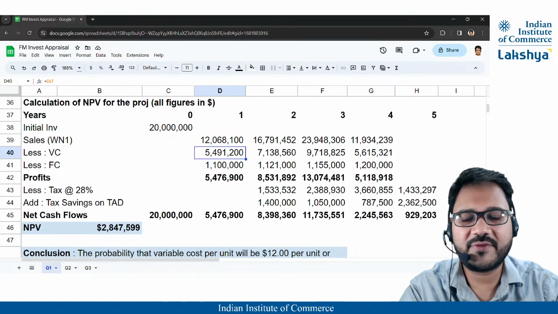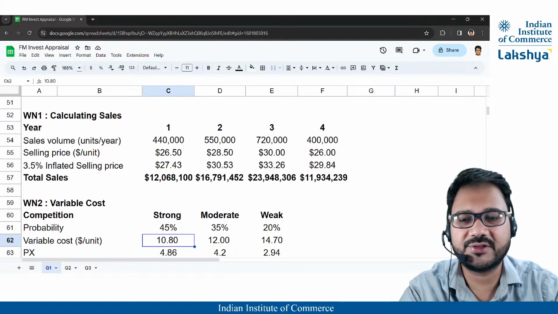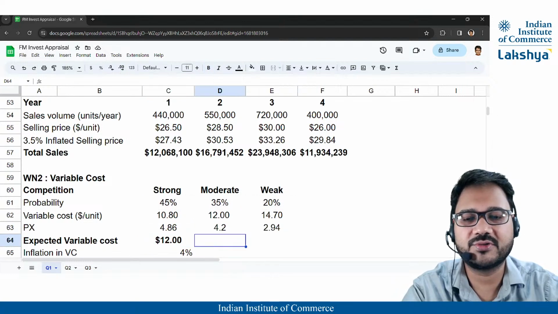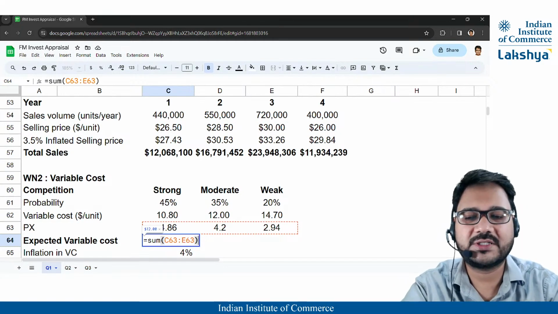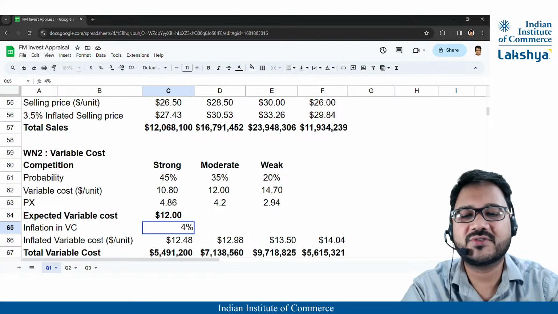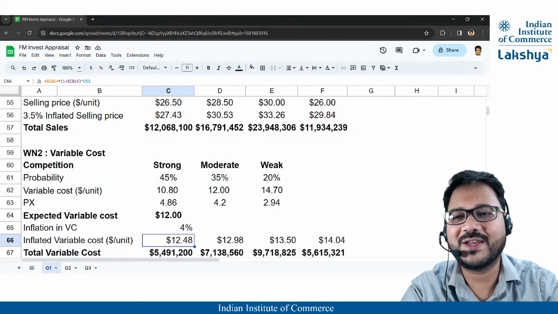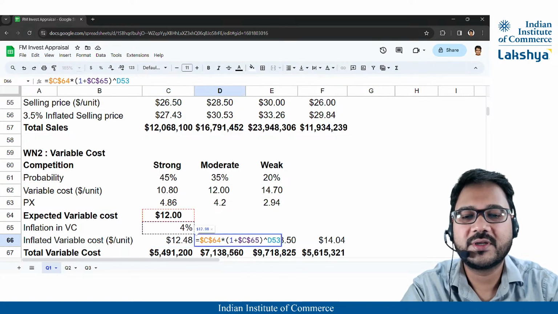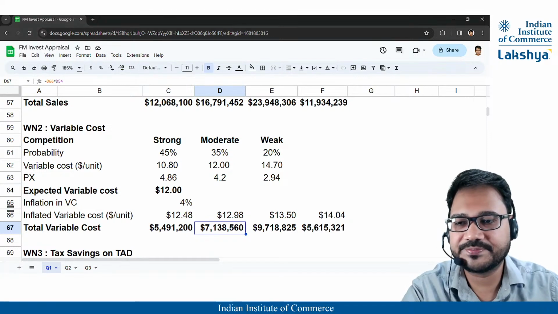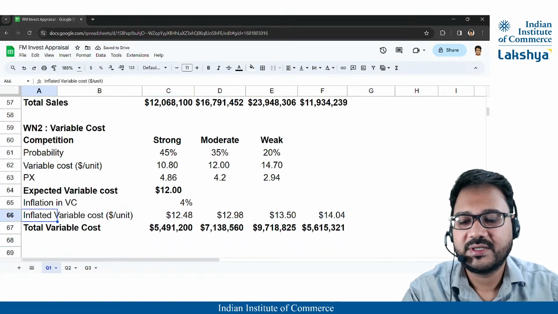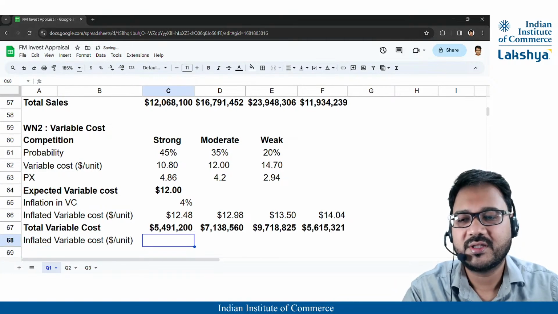Now, variable cost. For variable cost, again, they have given us three scenarios. You can just do the probability into variable cost. So Px, right? And then add all of it up. So this is nothing but multiplication of the two, and then you add all of it up to get the expected variable cost. So you are expecting variable cost to be $12, right? And variable cost inflation is 4%. So over here, I spent a lot of time explaining that same thing which we are going to do over here. Now it's up to you. Either you can write it this way, or we could follow our other method, that is inflated variable cost can also be, this is just an alternative.